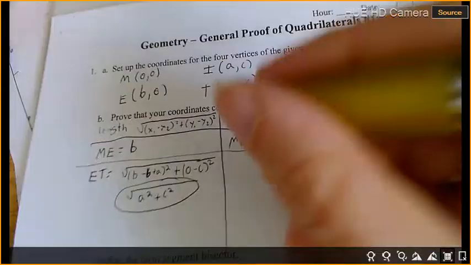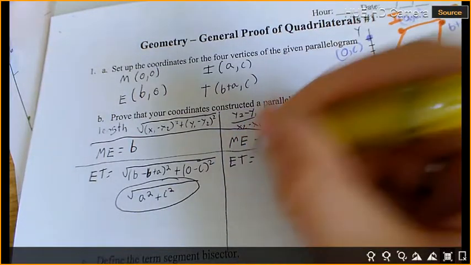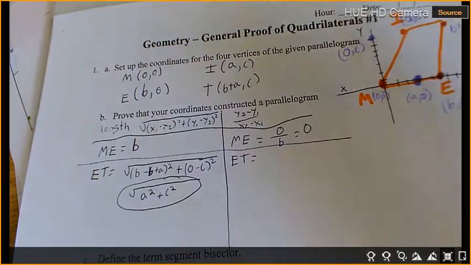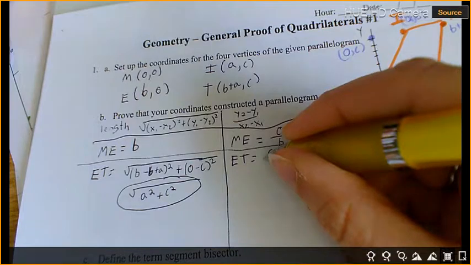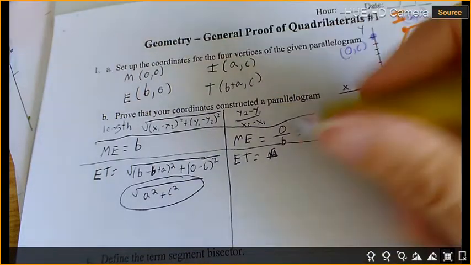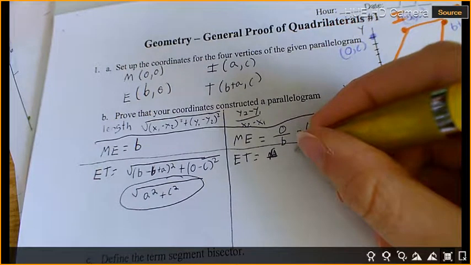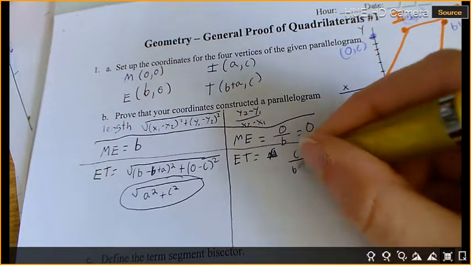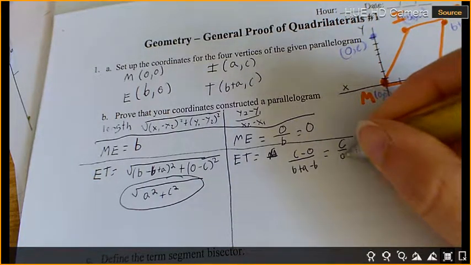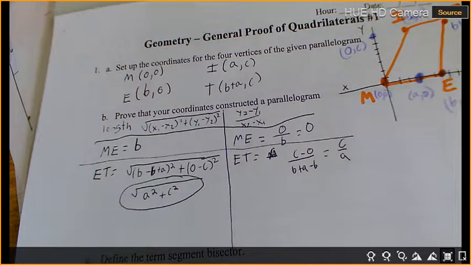Okay. We're going to do the slope from E to T. So we're at E. We're going to go to T. I went up c. Let's just put it in the formula. E to T. So I'm going to go c minus 0 over b plus a minus b. I get c over a. C over a is my answer.